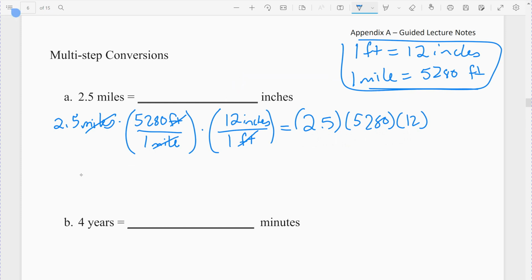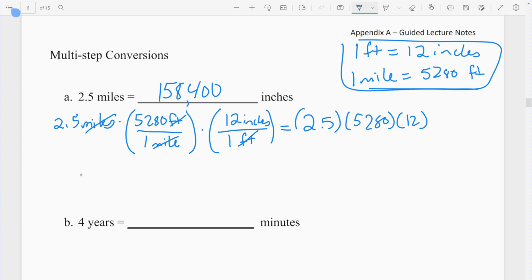And it should be a big number. It should make sense. 2.5 miles has a lot of inches in it, right? If there are 5,280 feet in every one of those miles, and 12 inches for every one of those feet, there should be a lot. So this comes out to a fairly big number, and it does. It comes out to 158,400 inches.